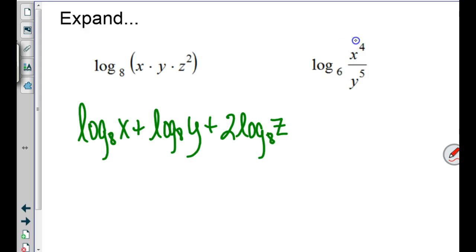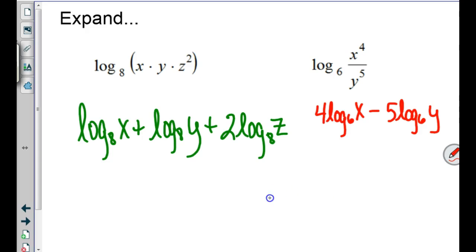Okay, so just this piece would be 4 log base 6 of x minus 6 of y. Good job.